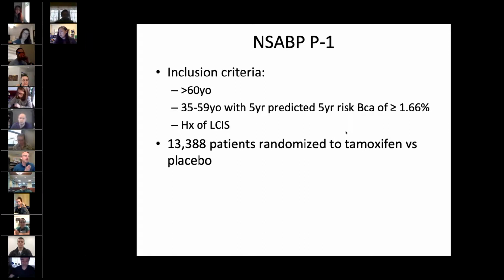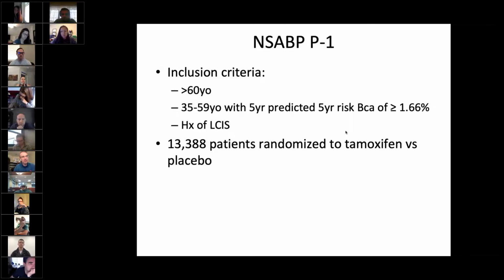So inclusion criteria were women. This is an interesting trial. Any woman over 60 could be enrolled. Any woman under 60 with a 5-year predicted risk of 1.66%, so not very high. So this was a low threshold to get into this trial. Anyone with history of LCIS. So essentially, when you think about this in your head, it should be any woman with a strong family history, any woman with atypia or LCIS. Those are the women that we're talking about here.